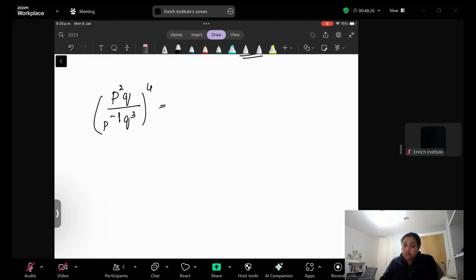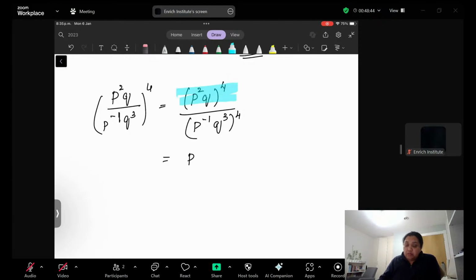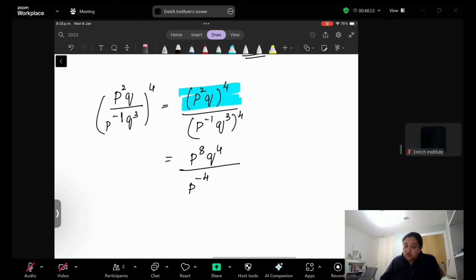Now what you will do when you have such a question is split this 4. The numerator will get the 4 and the denominator will get the 4. I'm going to solve only the numerator here. So that will become p to the power of 8, q to the power of 4, divided by p to the power of minus 4, q to the power of 12.